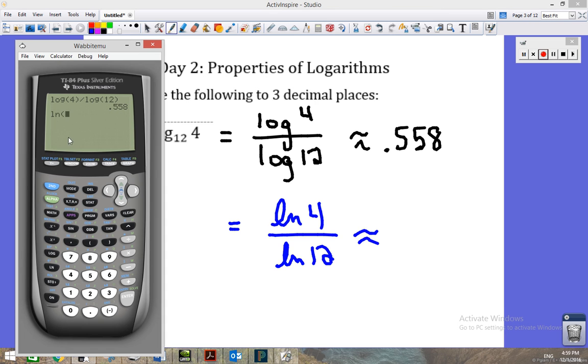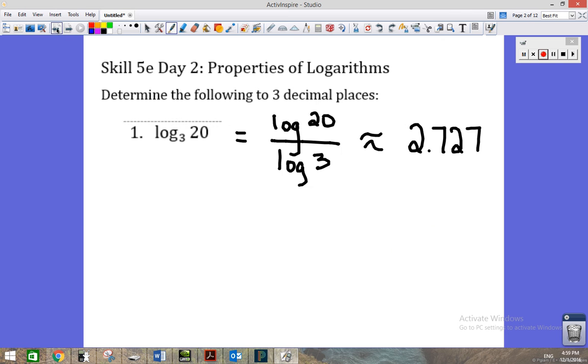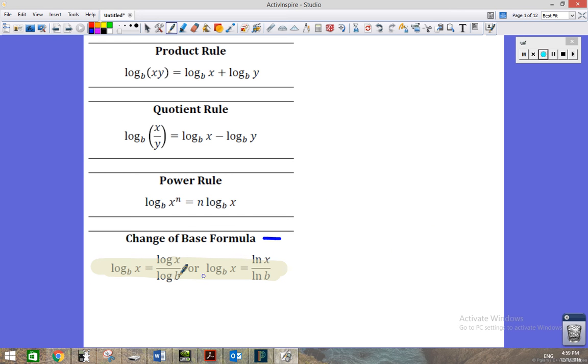If I have the natural log ln of 4, close the parenthesis, divided by ln of 12, I'll have the same answer. So it doesn't matter whether I use the common log button or the natural log button if I apply this formula correctly. And the one I'm using is this change of base formula. You can see that it's a ratio of the common logs or it's a ratio of the natural logs.